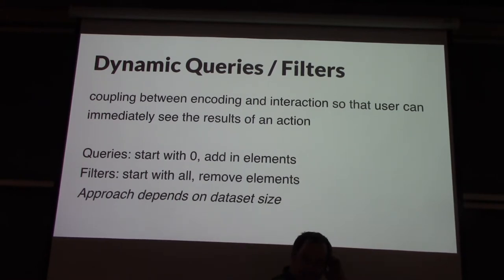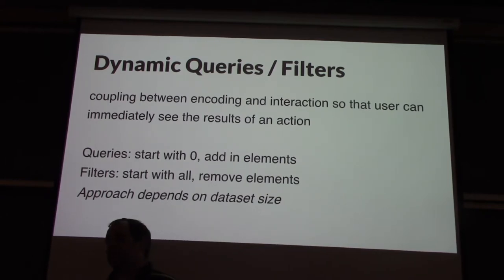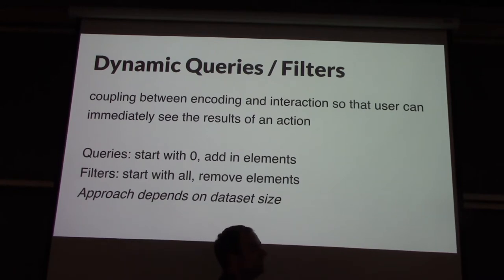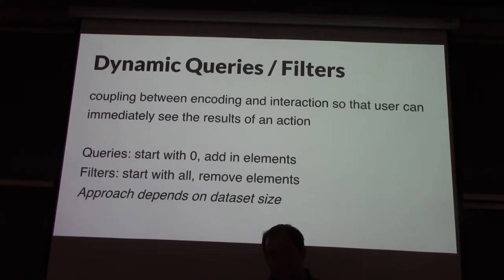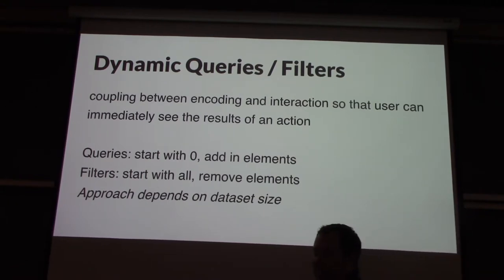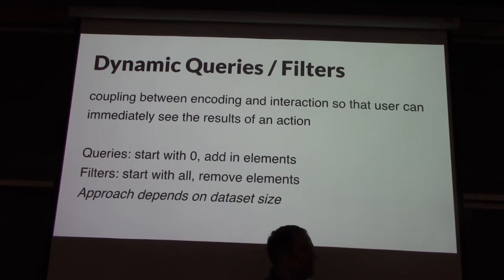And the one thing that I like to think about, there's three different things, right? There's queries, there's filters, and then there's highlighting. And all of those three things are very closely related. You could actually probably implement all of them the same way and just use different representations for them. So for me, a query is where you start with zero and add in elements. So you start with a blank canvas and add in elements. That is a suitable approach if you have a massive data set.